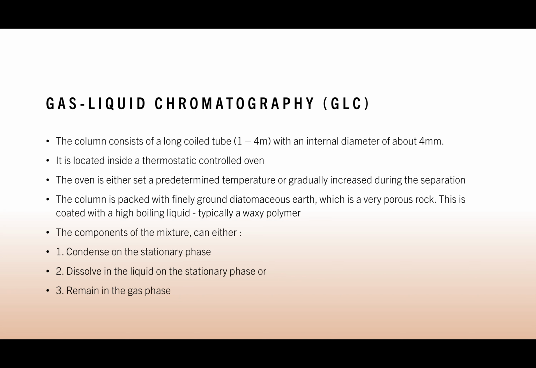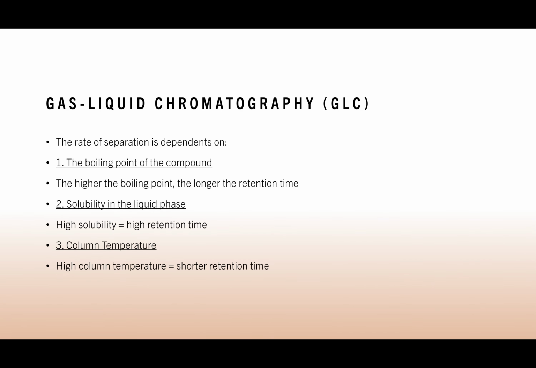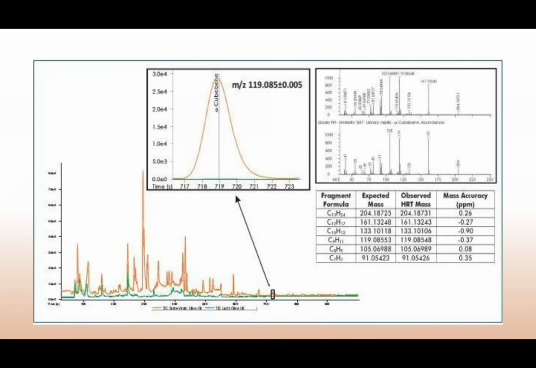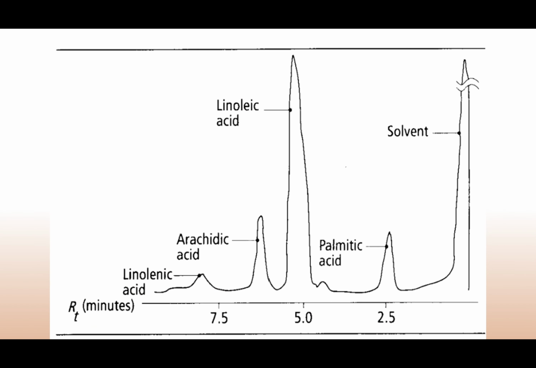So the rate of separation depends on the boiling point of the compound. Higher boiling points give us longer retention time. Solubility in the liquid phase, higher solubility equals higher retention time. And the column temperature, high column temperature gives us shorter retention time actually. Right? And here are schematic diagrams showing us what gas chromatography results would look like. All right, this would be with the mass spec, and this would be generally, right?